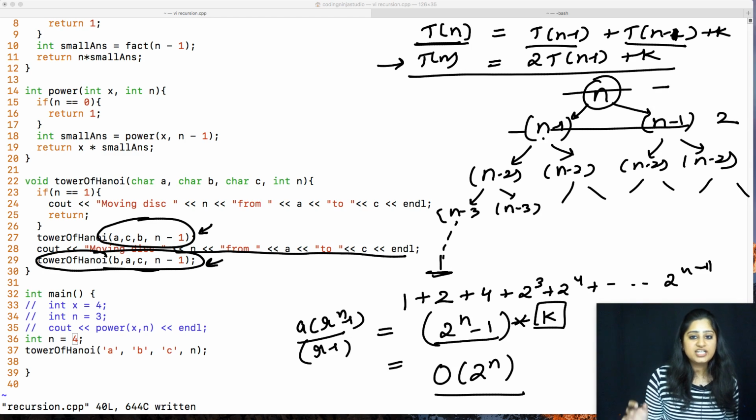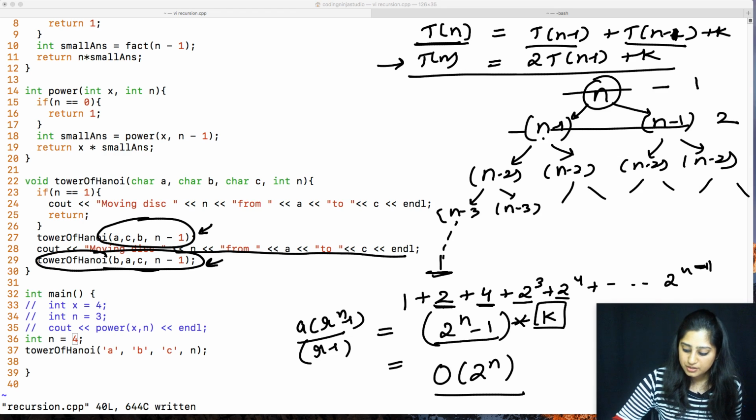So the total time taken by the algorithm will be proportional to the number of calls that I am making. So let's count how many calls I will make for size n. First step, I made just one call. At second step, there were two function calls in total. At next step, there were four function calls, then 2 to the power 3, 2 to the power 4. At last step, there are 2 to the power n minus 1 function calls in total.